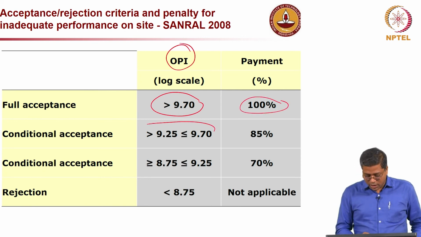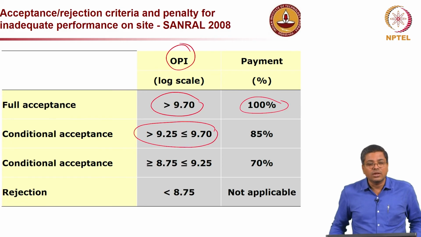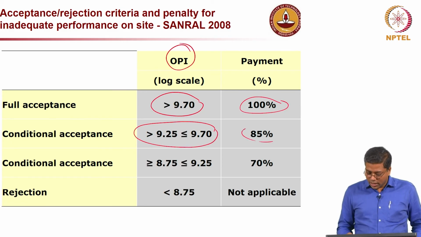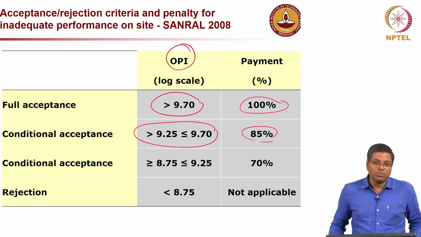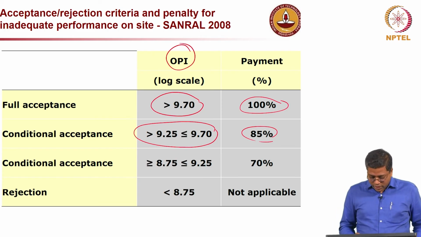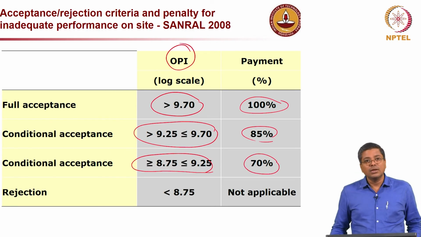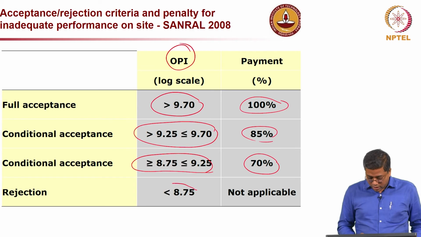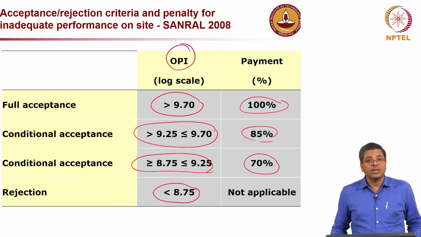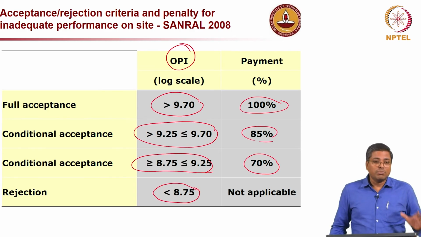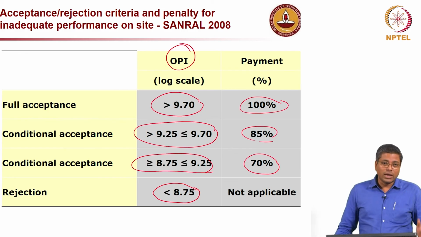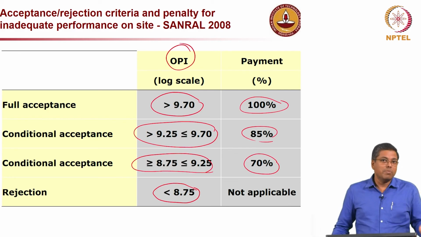If it is between 9.25 and 9.7, then the contractor will get only 85%, that is a 15% penalty. If the OPI is between 8.75 and 9.25, then there is a 30% penalty, and if it is less than 8.75, then the concrete, or that particular structural element, is not acceptable, meaning no payment.